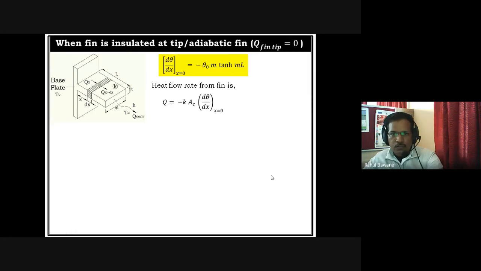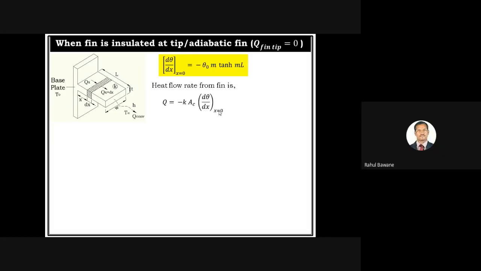Now the flow rate. Using Fourier's law, Q equals minus k times cross section area times d theta by dx at x equals 0, and we already know the value of d theta by dx at x equals 0. It is minus theta 0 m tanh mL. So we will put that value. Our relation will be Q equals minus k cross section area theta 0 m tanh mL. So minus minus becomes plus: k cross section area m theta 0 tanh mL, hyperbolic tan function, tangential function.